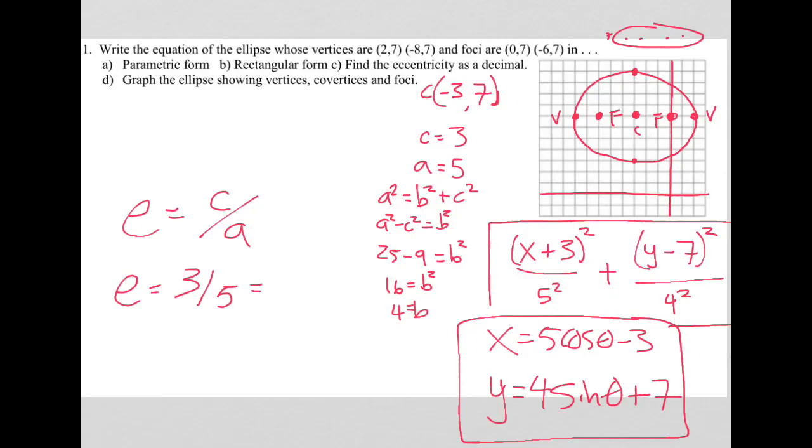What is 1/5? Well, 1/5 is 20%, so 0.2. So 3/5 is 60%, so 0.6. And there you have it. We found our eccentricity, and we're super done.